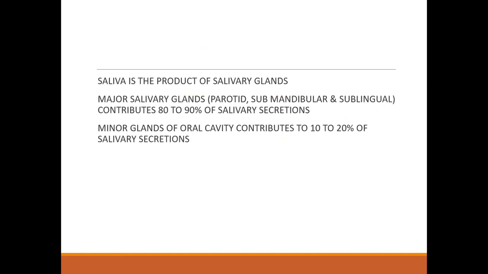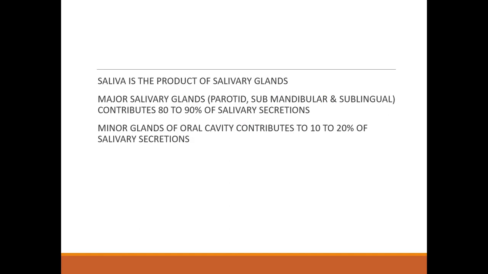Now, where does this saliva come from? It comes from the salivary glands. There are so many salivary glands present outside the mouth and inside the mouth. Outside the mouth, we have three very big salivary glands. They are called the major salivary glands: parotid, submandibular and sublingual. They are called major because they are larger and the amount of saliva they secrete is more. They are present outside the mouth. Through the duct system, they pour the saliva into the mouth.